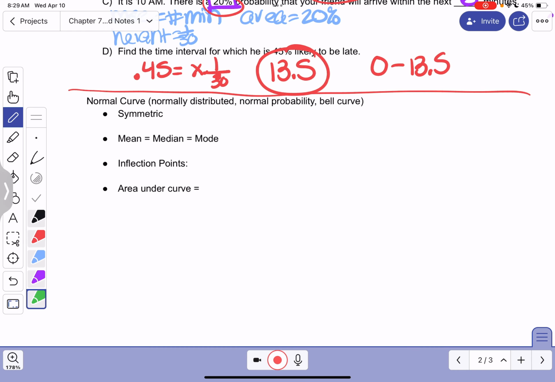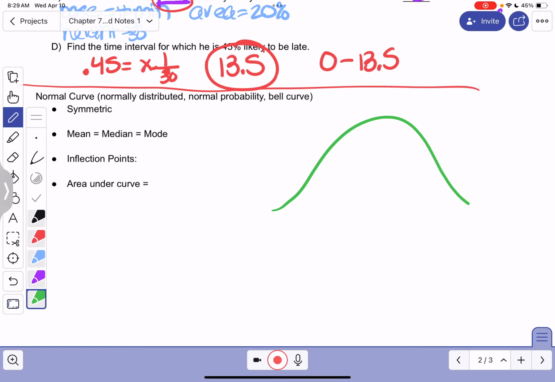Now we're going to talk about the normal curve. The normal curve is a symmetrical curve. Same on both sides. If it's perfectly symmetrical, that's the normal curve. It could also be said normally distributed, normal probability, bell curve. All of these things are going to tell you that that's a normal curve.